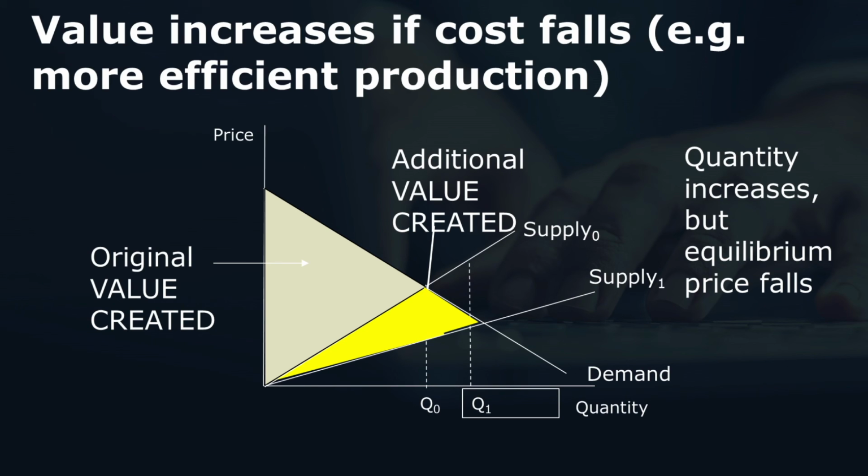So even though we have this quantity increase, our equilibrium price declines. Because remember, that is the relationship for demand. An increase in quantity will have a decrease in price.